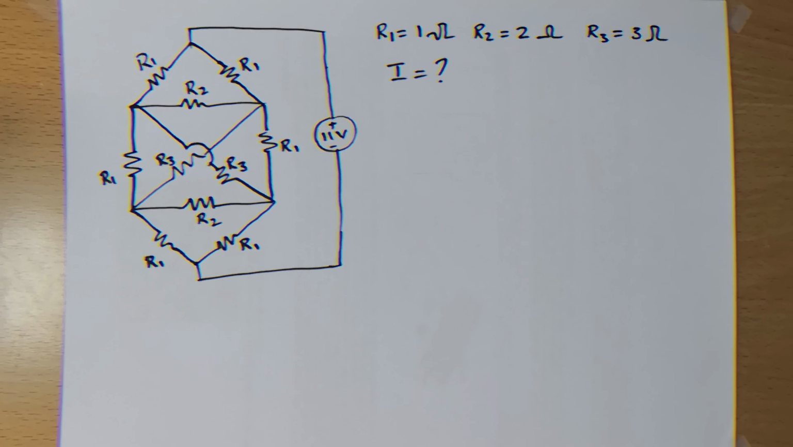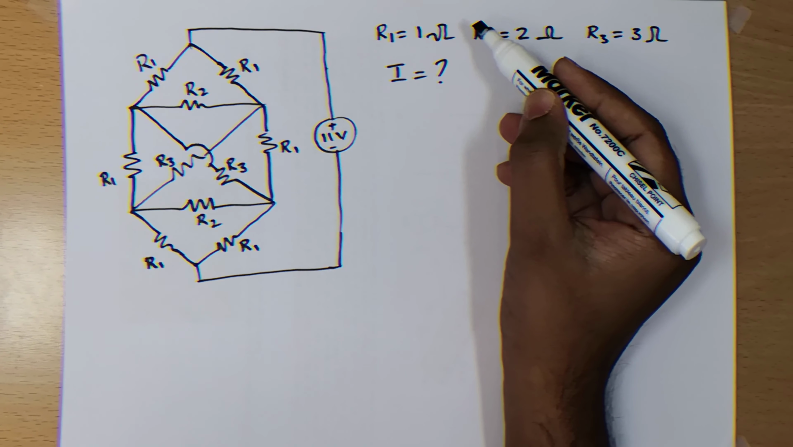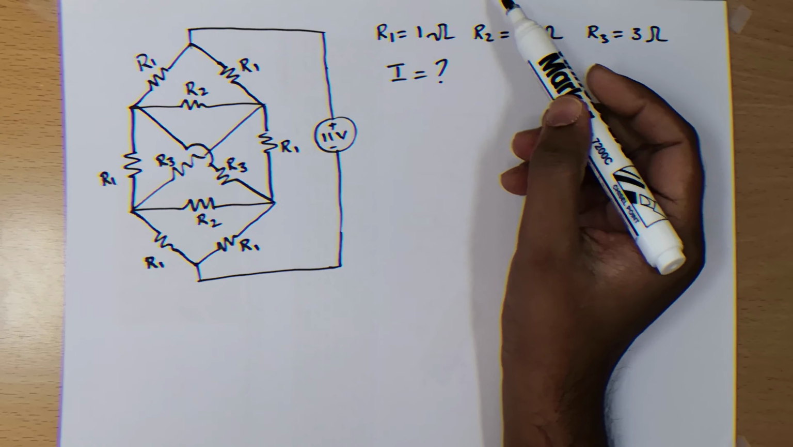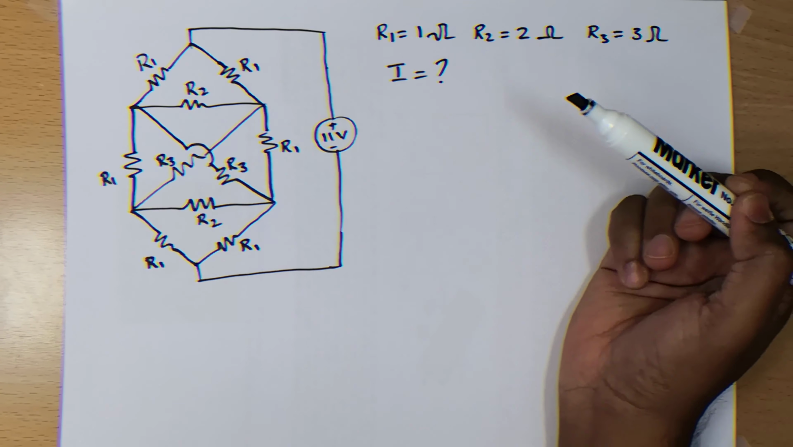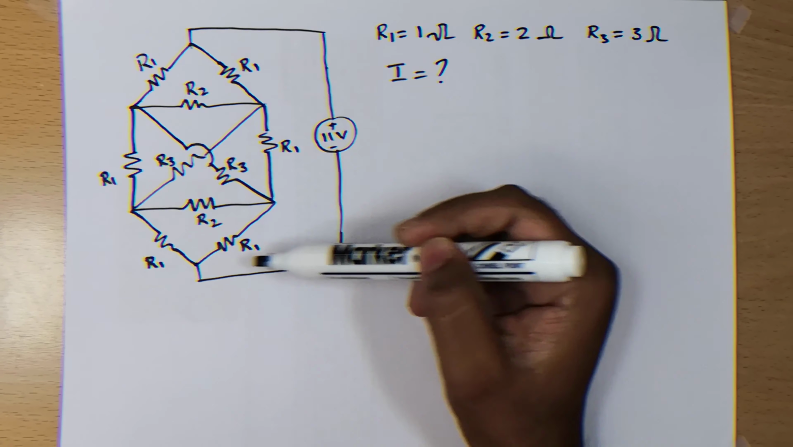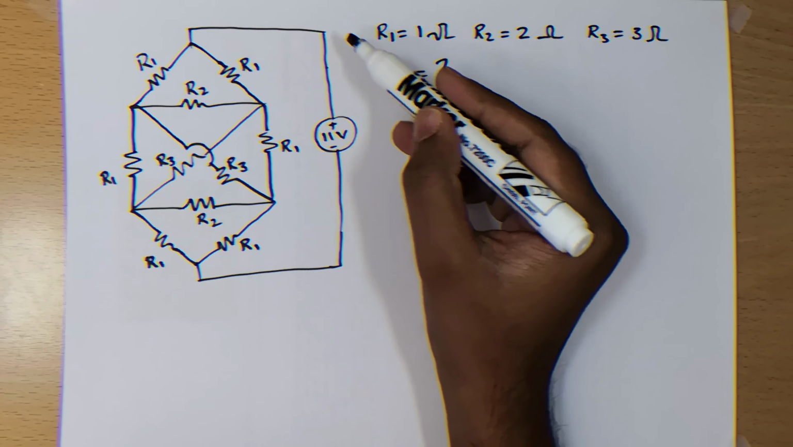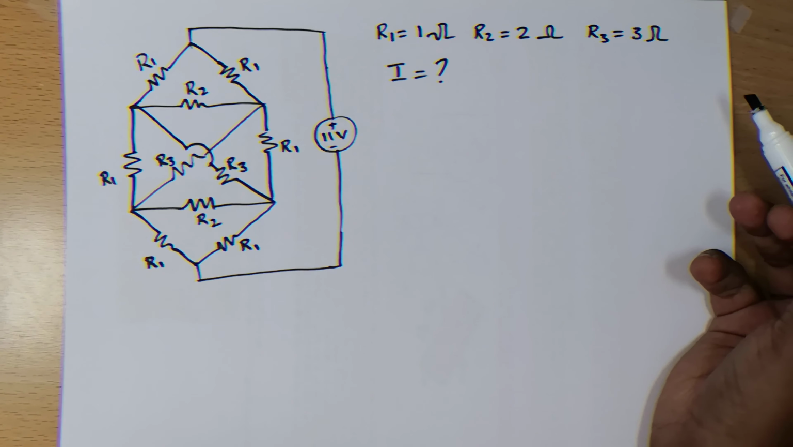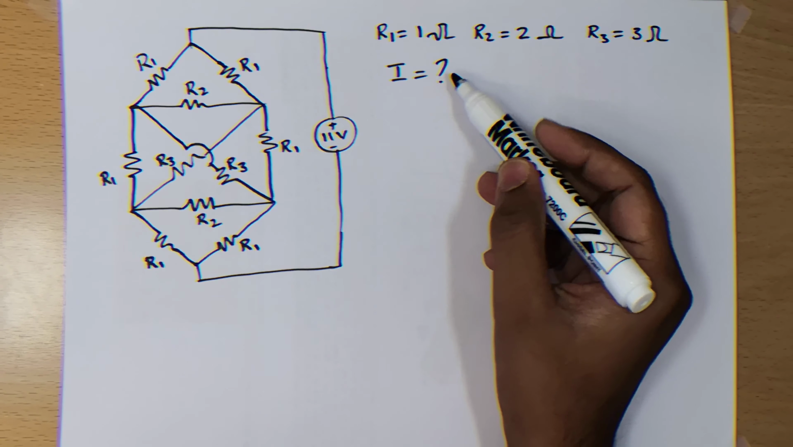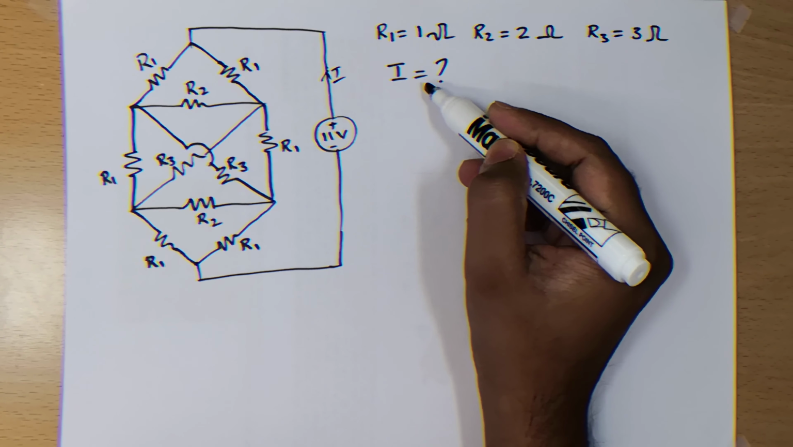So let's see here. We have the circuit and it's quite complex at first glance. You can see there are resistances R1, R1, R2, and there is a potential across these 2 points which is 11 volts. The question in the GATE 2018 paper, Electronics and Communication, was to find the current flowing through this circuit, which is I. We have to find I.